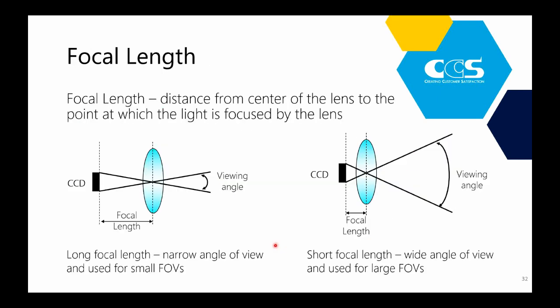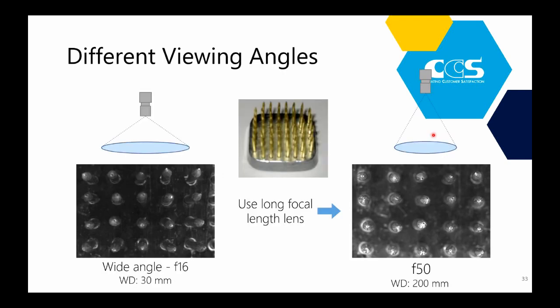So now when we talk about focal length, that is the distance from the center of the lens to the point at which the light is focused by the lens. Different focal lengths will have different viewing angles. A long focal length will have a very narrow viewing angle, and a short focal length will have a much wider one. So these typically work well for smaller field of views, and these work well for larger field of views.